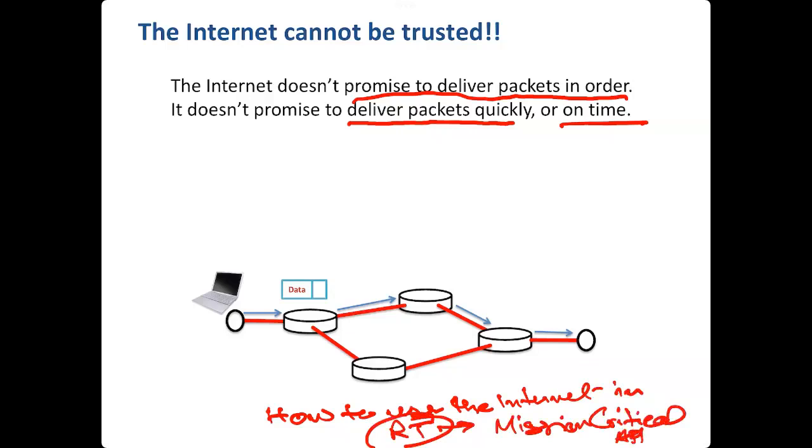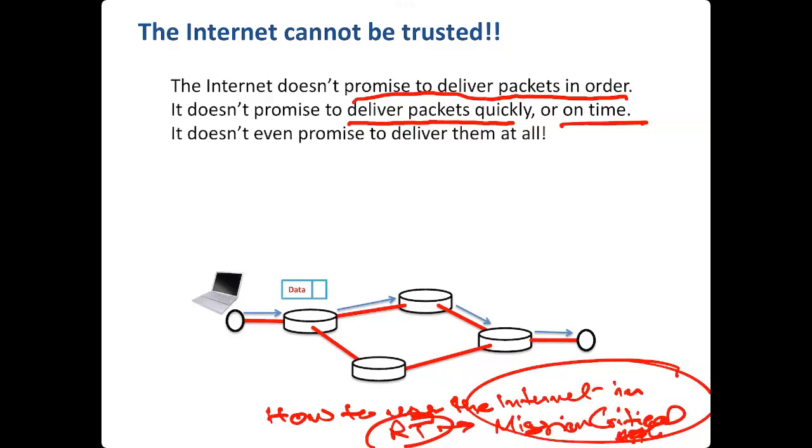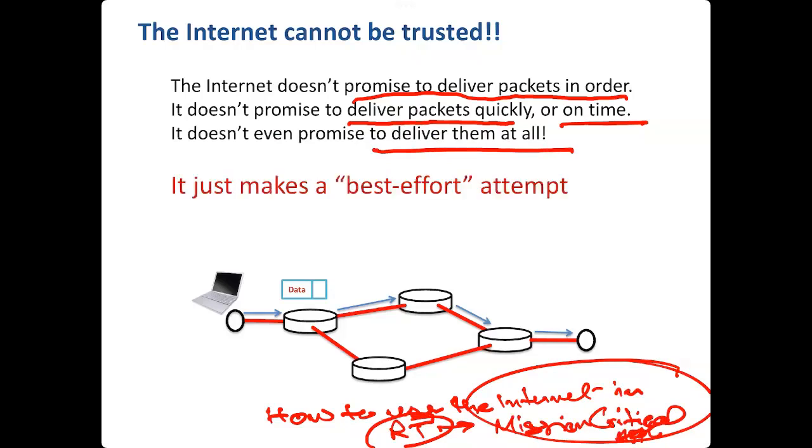Like in a hospital, some surgeon may be in New York doing surgery in Delhi. How can it be done when the internet does not provide any guarantee on time, or any real-time guarantee of delivery of packets, and on top of that, it does not promise that even packets will be delivered at all? So it does only a best effort attempt. So now the question is: how do you then send packets reliably over the internet?